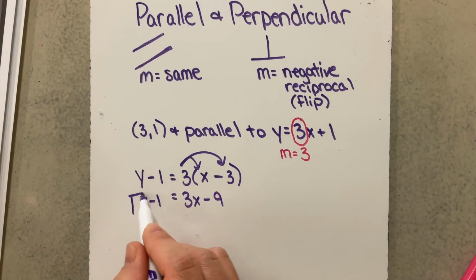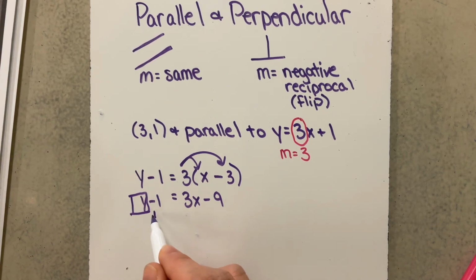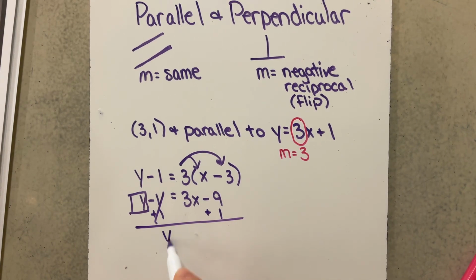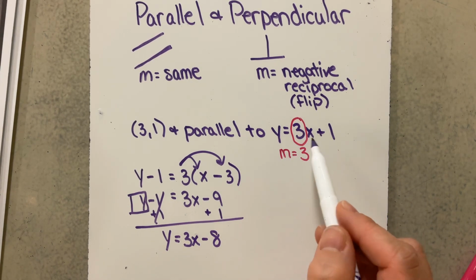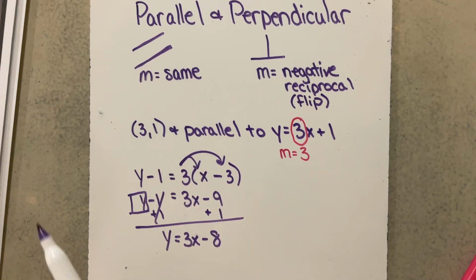But I want to try to get y equals mx plus b, so I'm going to solve for my y. So I'm going to add 1 to both sides. y equals 3x minus 8. This line is parallel to this line. It's like train tracks that don't intersect each other.